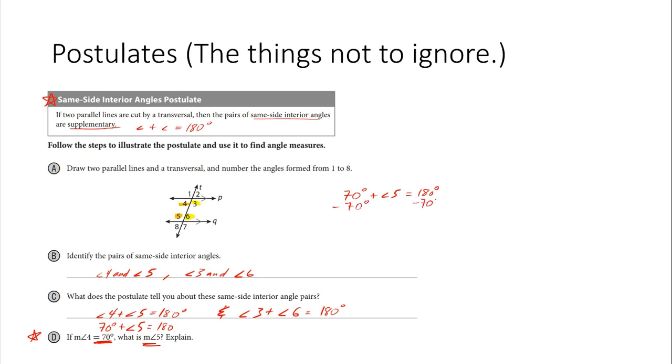How do you get rid of a positive 70 degrees? Subtract. Now, if you could already do this in your head, good. That means you did a great job in algebra, probably even in middle school, so good for you. I promise it'll be worth it, at least on an individual level. All right, so angle 5 is 110 degrees. Voila. Now, explain. Well, we already knew that according to the postulate, these two, angle 4 and 5, had to be 180. So if they told us that angle 4 was 70, well, just substitute it in. All right, solve for angle 5. Voila.